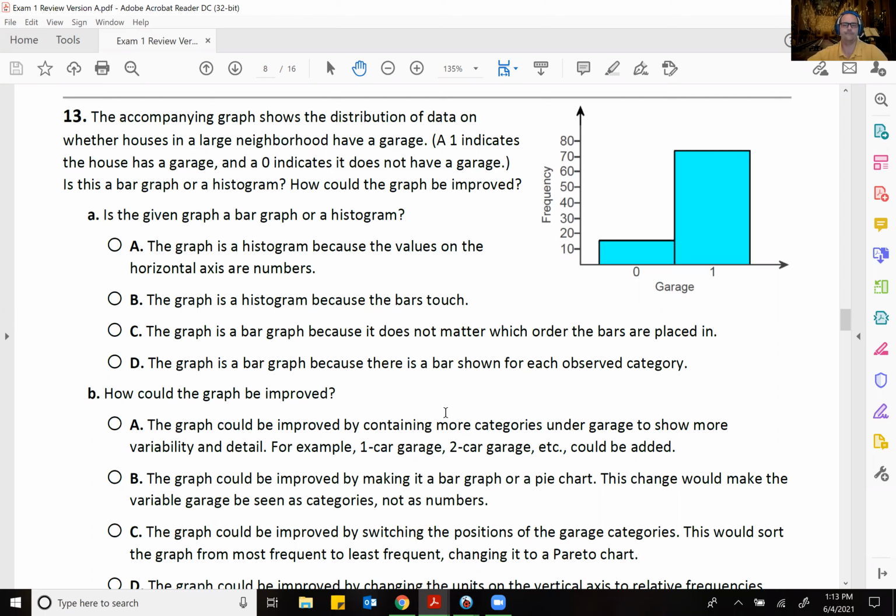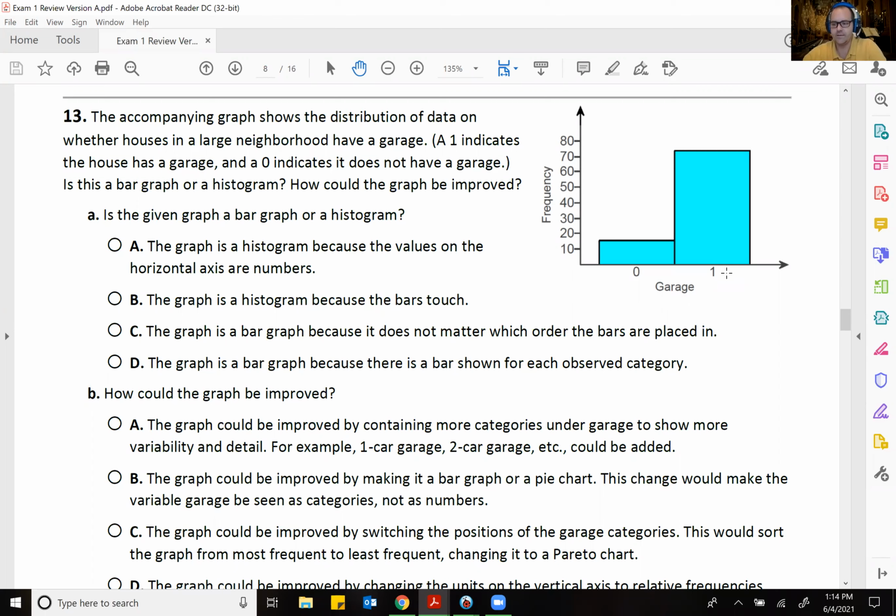What do we have here? I think it's a histogram. Why is it a histogram? The bars are touching. That's it. Even though the data is categorical, these are codings right here. This is a histogram because your bars are touching. I know it's so weird, but it is a histogram. So that's part A.